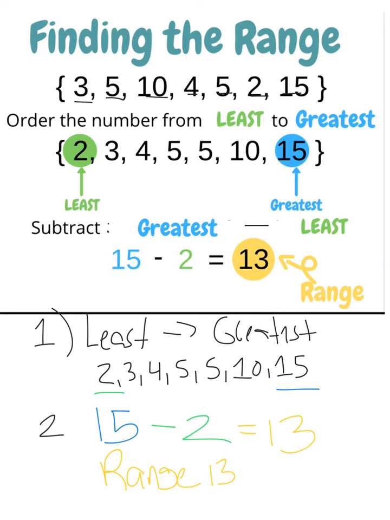Now you can kind of think of the range as, well, it's really just saying how far apart are the smallest and the largest number. And in this case, 15 is 13 more than 2, so they're kind of 13 apart.